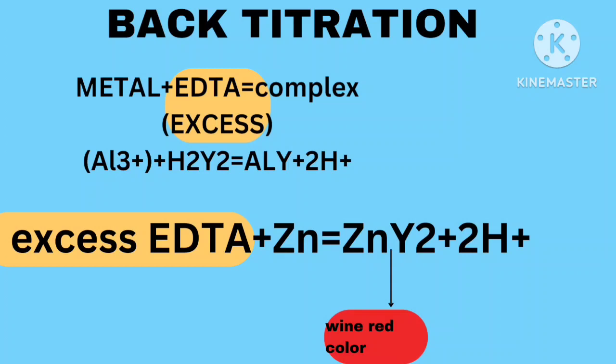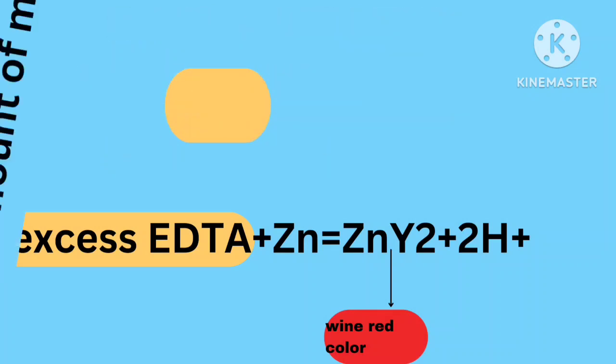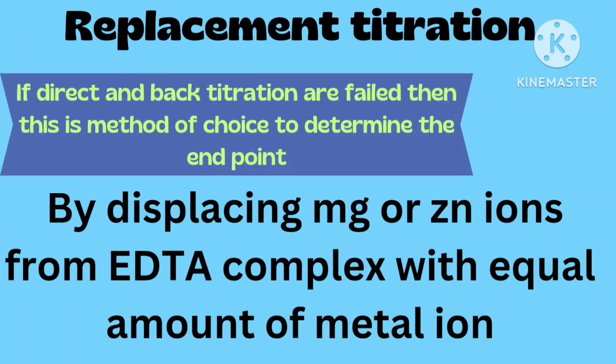That 1 gram again reacts with zinc, and there will be formation of zinc EDTA and liberation of 2H plus. How can you understand that there is a formation of zinc EDTA? With the appearance of wine red color. One important point here is that back titration means two-time titration. First you titrate the excess amount of EDTA with metal ion. Then the remaining excess EDTA is again titrated with zinc, with formation of wine red color.